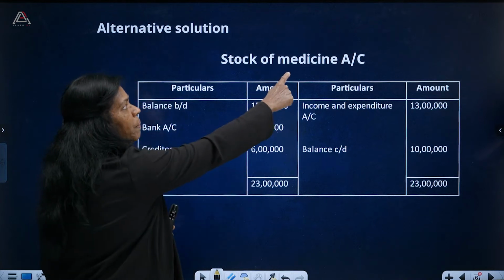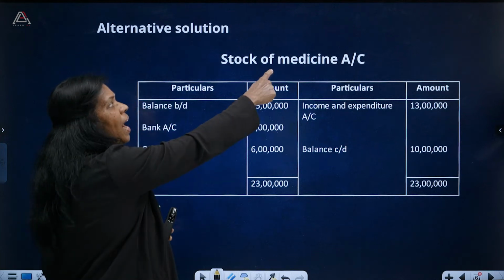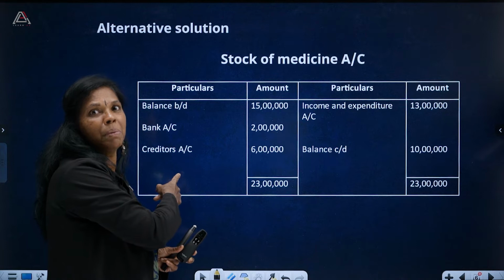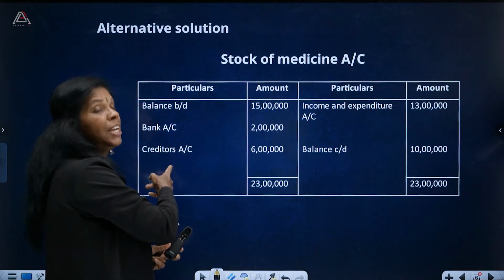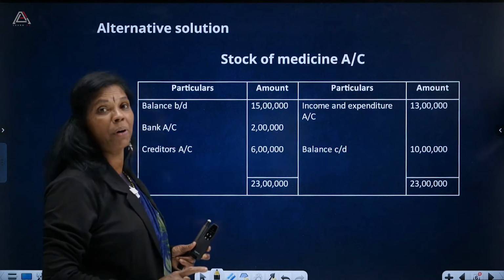So, stock of medicine account debit to creditors account. We didn't make any cash payment. So how will it be recorded? In the stock of medicine account, it will be recorded on the debit side. So we have to post this entry on the debit side. Stock of medicine account debit to creditors account.